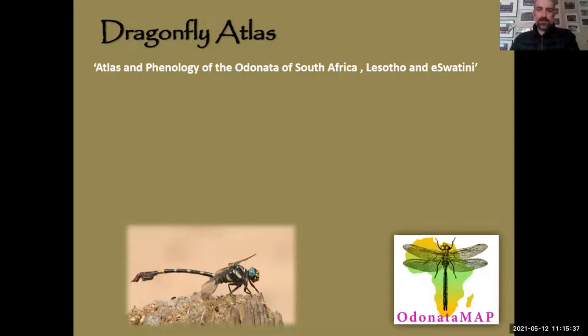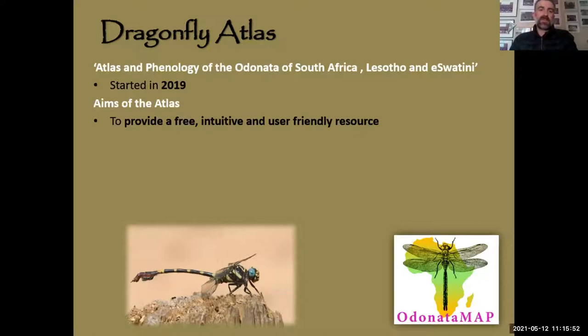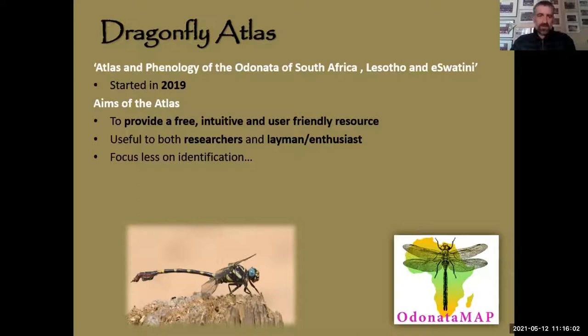And the Dragonfly Atlas gets all its data information from Odonata map. This atlas was started in 2019, and the aims of this atlas are to provide a free, intuitive, and user-friendly resource that is useful to both researchers and the layman or enthusiast.